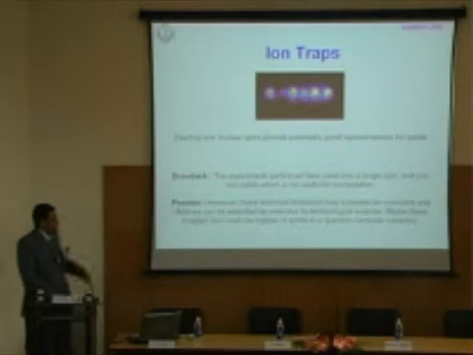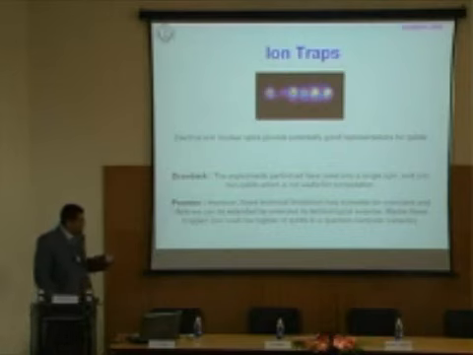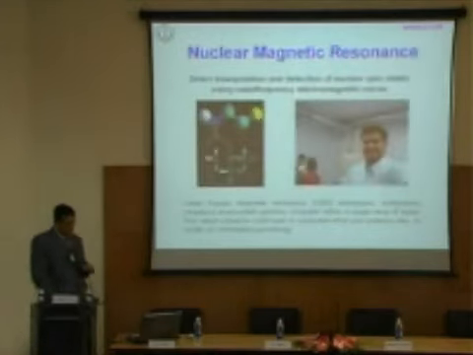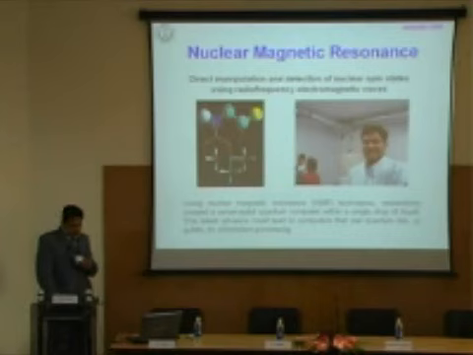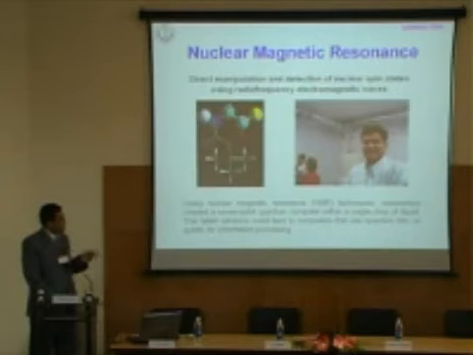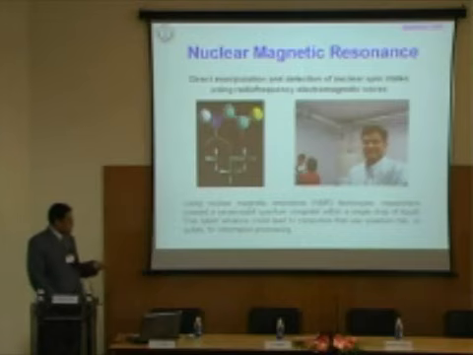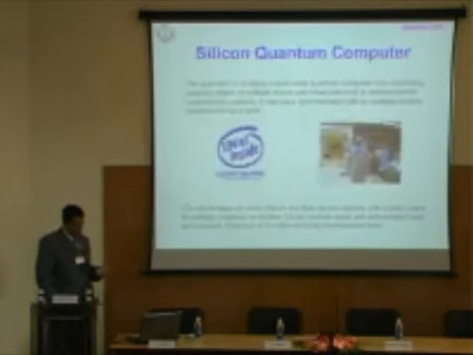However, these technical limitations may someday be overcome and lifetimes can be extended by technological surprise. Maybe these trapped ions could be the register of qubits in a quantum computer someday. NMR quantum computing, of course, has been successful: direct manipulation and detection of nuclear spin states using radio frequency electromagnetic waves. And people have created 7-qubit quantum computers. Latest advances could lead to computers that use qubits for information processing.